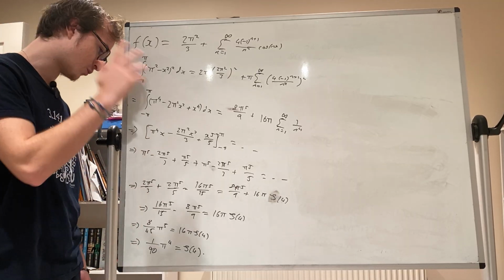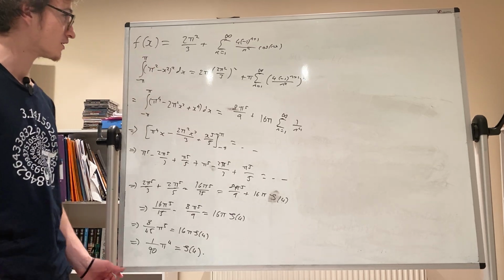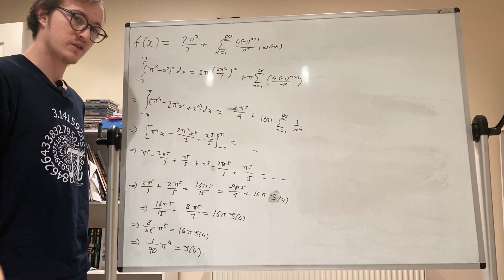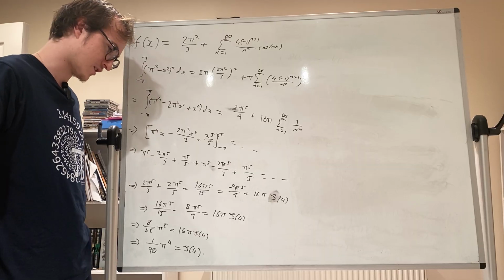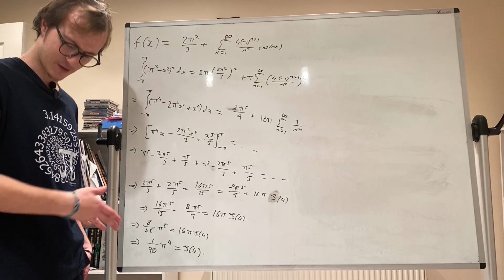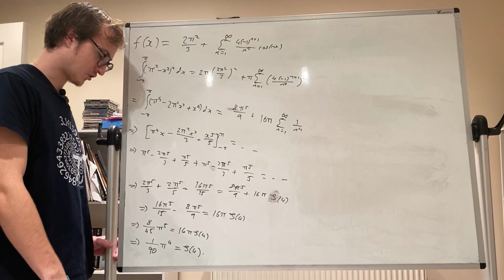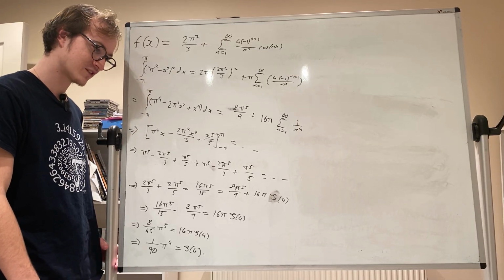And if you wish, you can try generalizing this to find zeta of 2k, because I believe this approach can be generalized. So, if you choose to try generalize it, have fun.